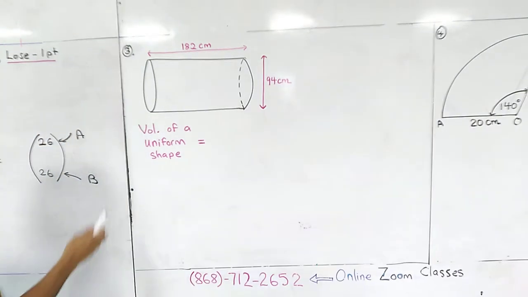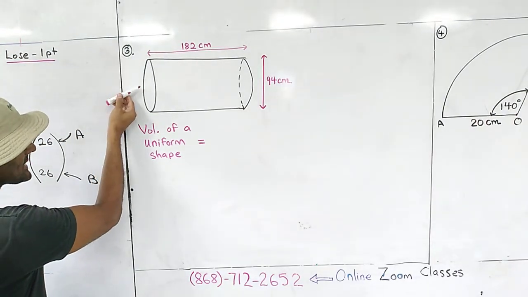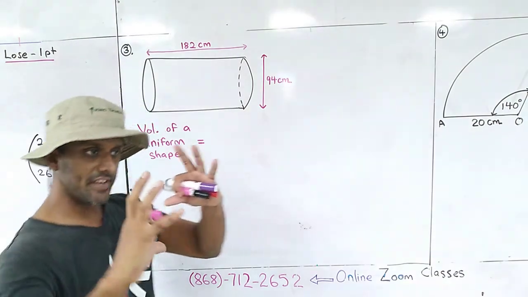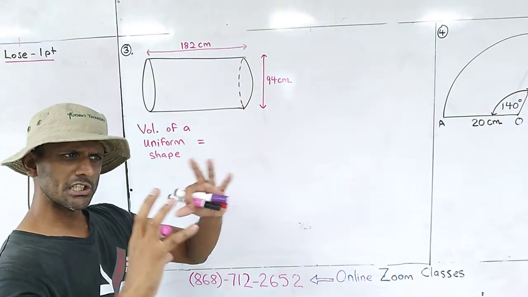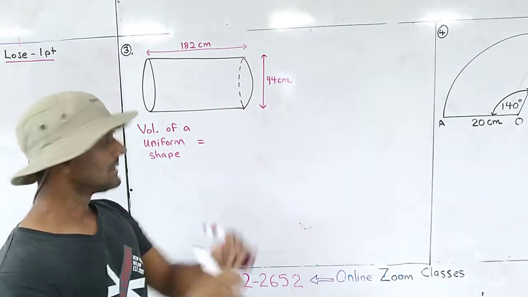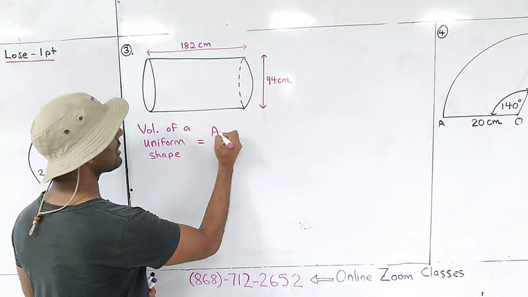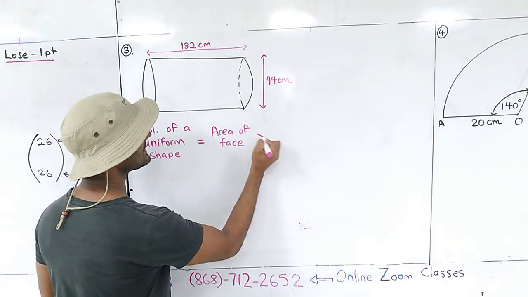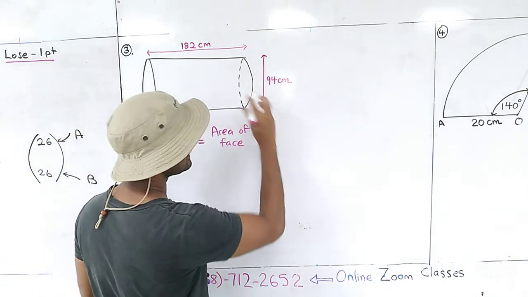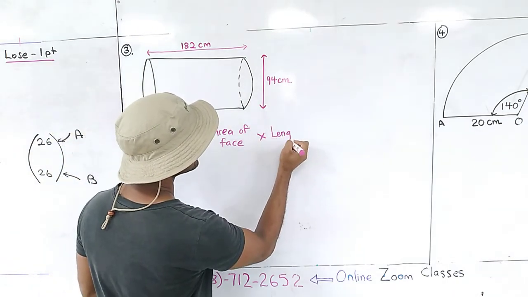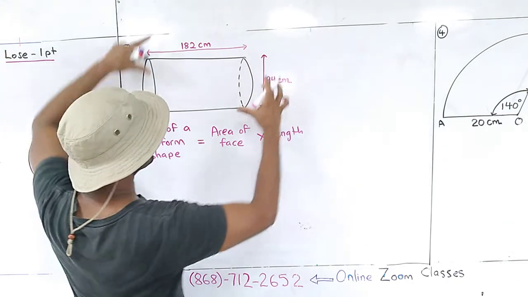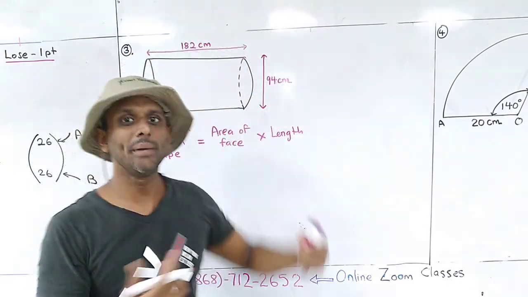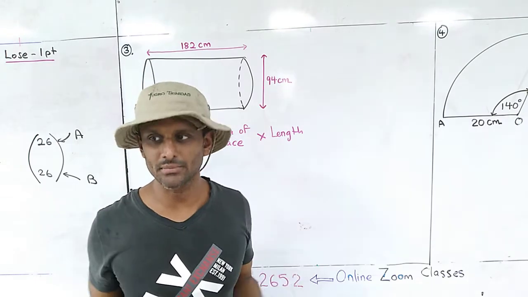All you have to do is take the area of the face. So what you have to do is just look at the face, ask yourself, what shape am I looking at? And you find the area of the face, and you multiply by the length. But obviously if you turn the cylinder this way, the length will be the height. So length and height is the same thing.